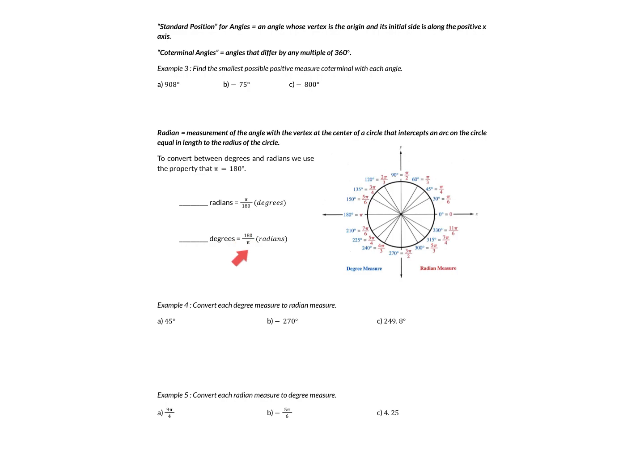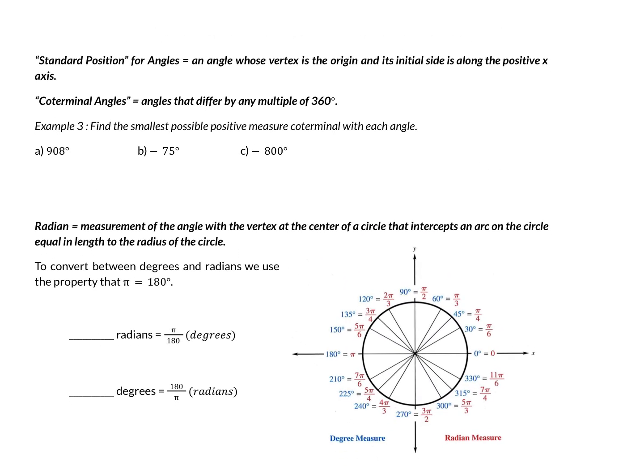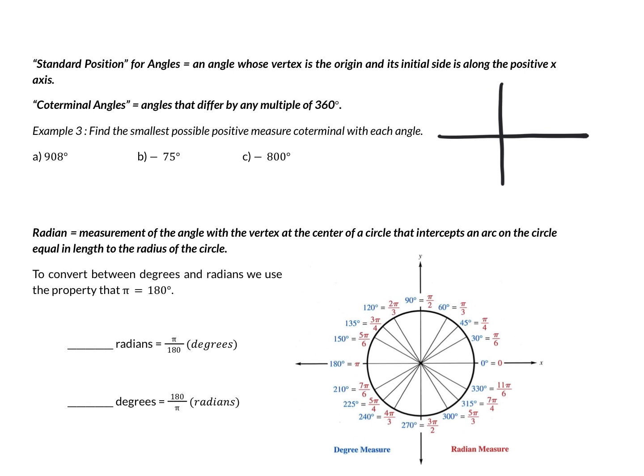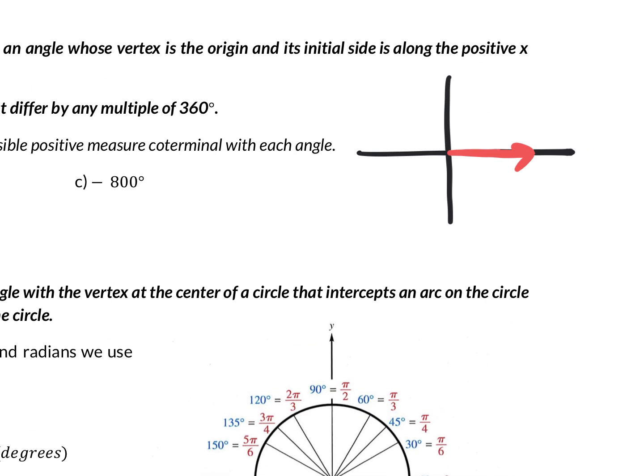Okay. All right, again, a few more definitions here. So, we got a coordinate plane, okay? We're going to see a lot of these with some circles on it. But the standard position for an angle is an angle that is starting at the origin, okay? Its initial side is going to be on the x-axis. So this right here is always where we start our angles. This is our initial side.